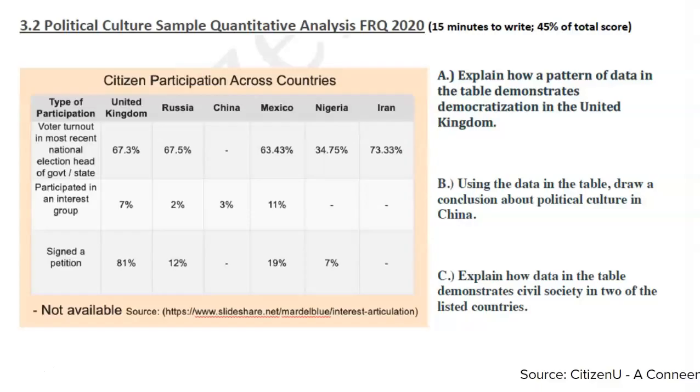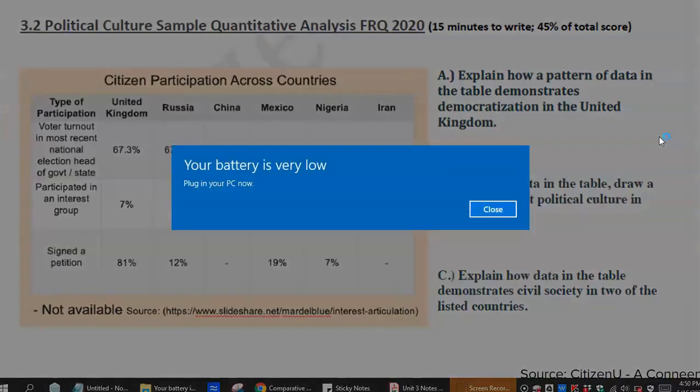Citizen participation across the countries. Hey, this is what we were just talking about, right? How people can vote, but that doesn't mean that it's a democratic regime. Tons of people turned out and voted for Saddam Hussein. That doesn't mean it wasn't authoritarian at all. Okay, so voter turnout we have, participated in an interest group, and signed a petition. All right, we've got UK, we've got our CG6 here.